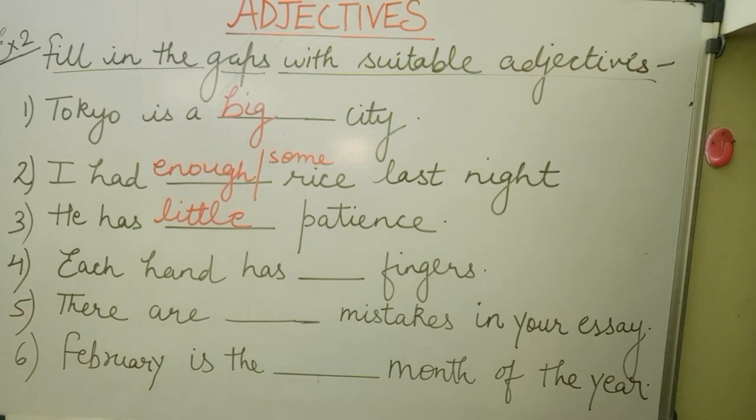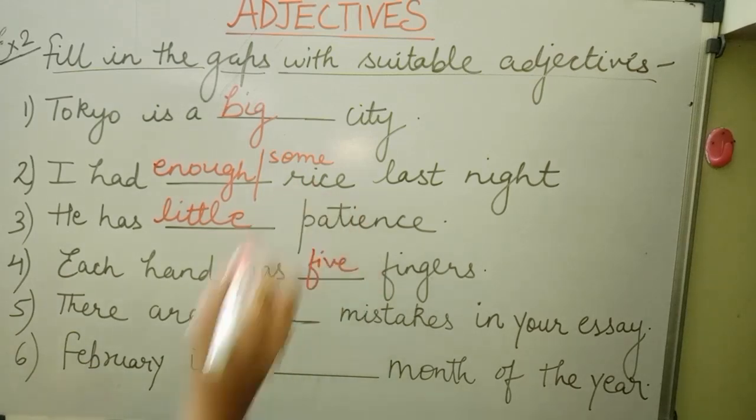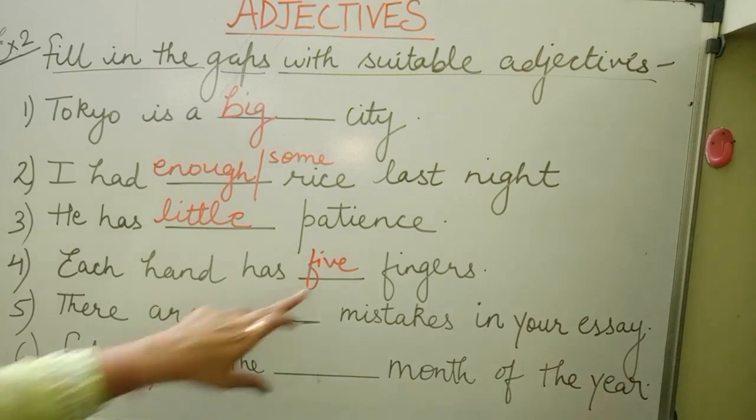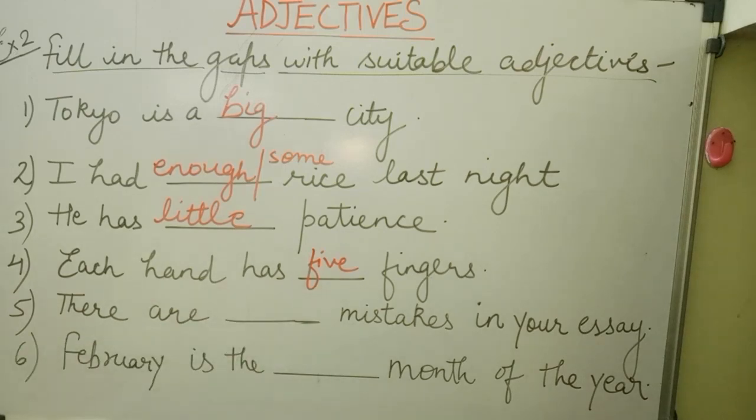Then number fourth, each hand has dash fingers. How many fingers each hand has? 5 fingers. So we'll use adjective of number. No, it has 4 fingers and 1 thumbs. Anyways, jokes apart, I was just kidding. Including thumb, we have 5 fingers in each hand. So 5 is adjective of number.